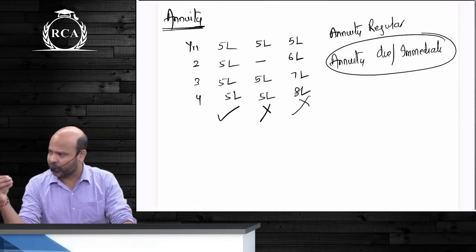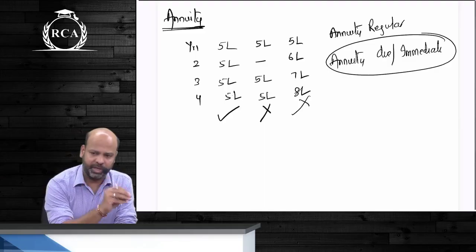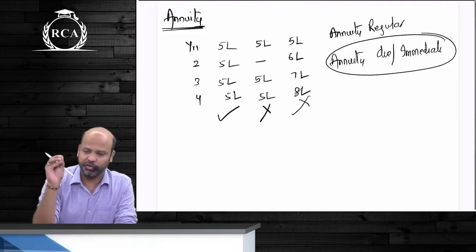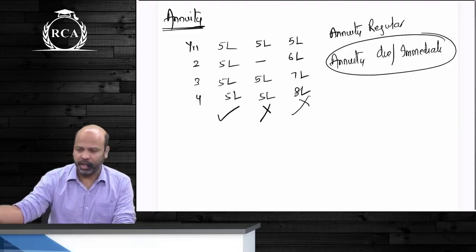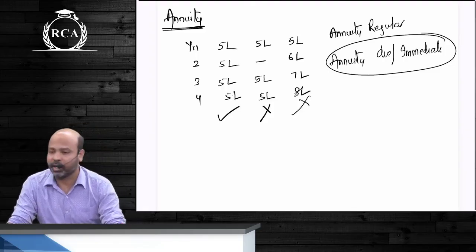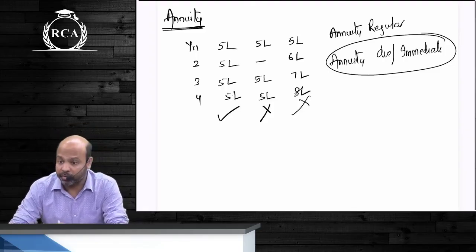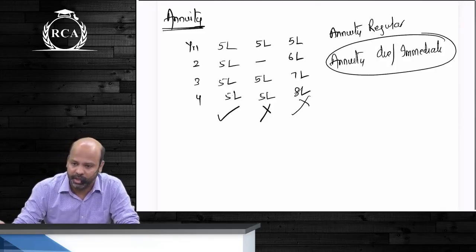We will not even be using the word annuity, guys. I will simply write present value of cash flows. If the cash flow is the same, you will directly use the formula of annuity to arrive at the present value. We're not even going to use the word annuity anywhere.